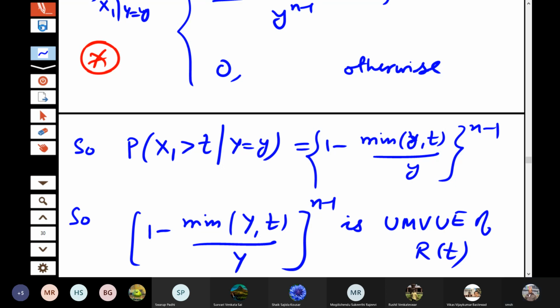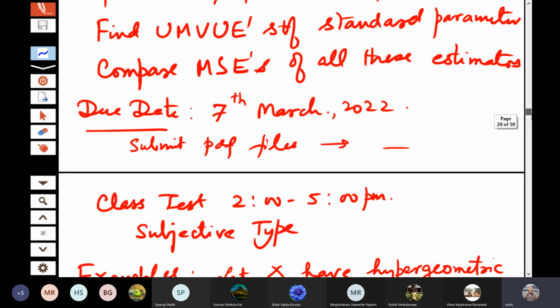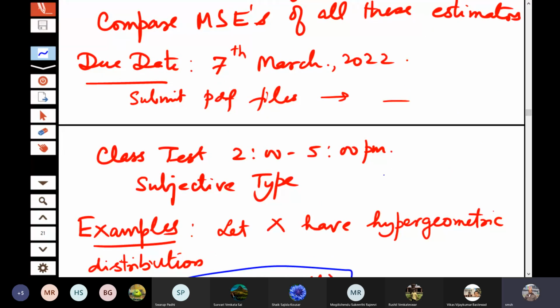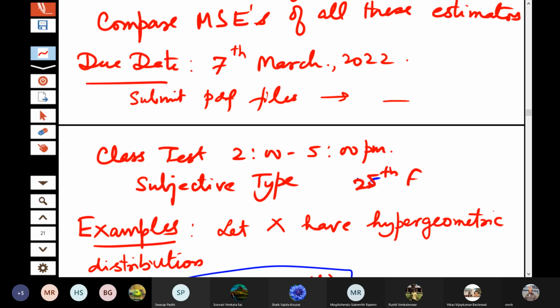Do you have any questions? Anybody is having any doubt? I have already given the date and time of the exam, the type of exam that will be there. The exam is on the 25th of February, 2 to 5, and it is subjective type. And your project due date is 7th March, and I will give substantial weightage to that also. Okay, so if you have no questions, I will stop today's class.